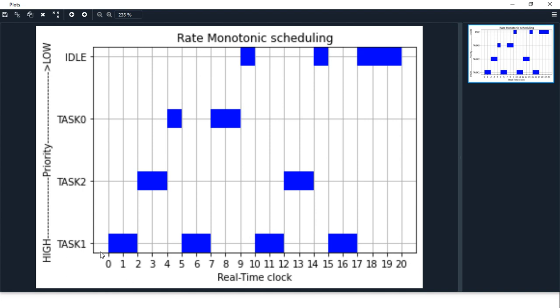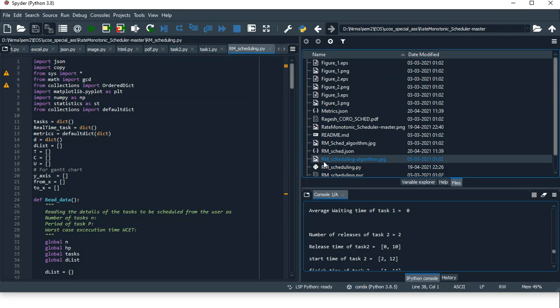And as you will see, in the full 20 period, task 0 will execute only 3 units. Task 2 in the 0 to 10 period will execute 2 units, and in the 0 to 5 unit, task 1 will execute 2 units. So this was basically the given data which we have given in the algorithm. So this is basically the rate monotonic scheduling, which is highly used in Micrium OS.